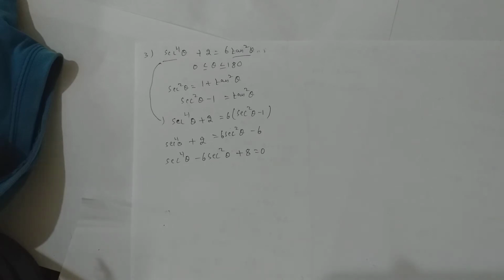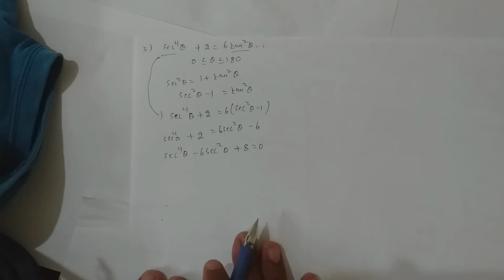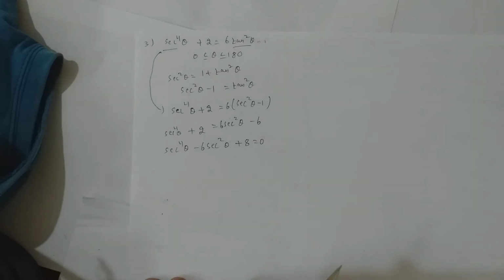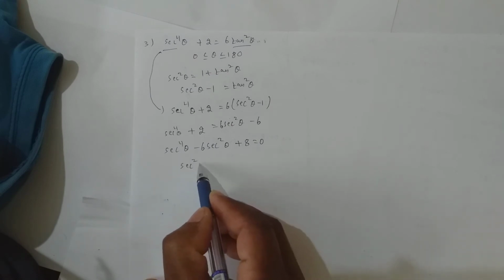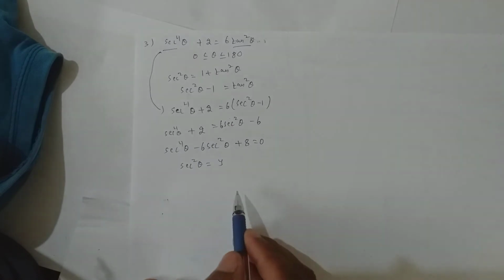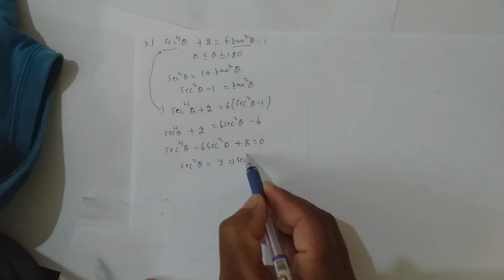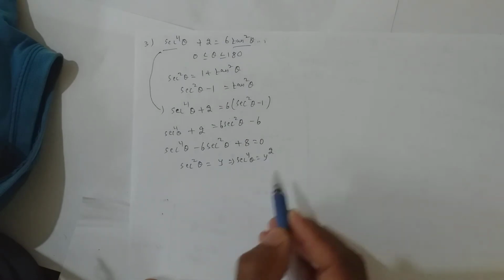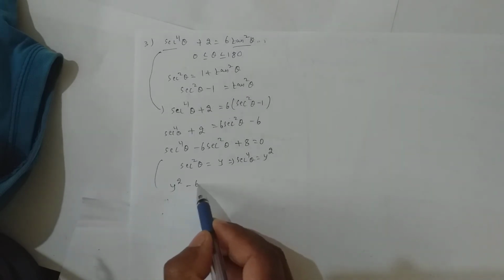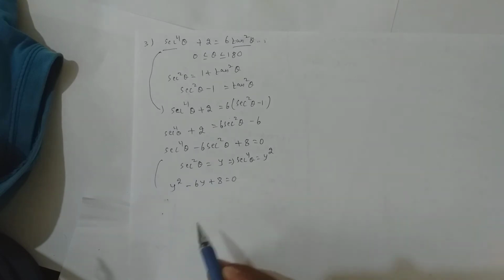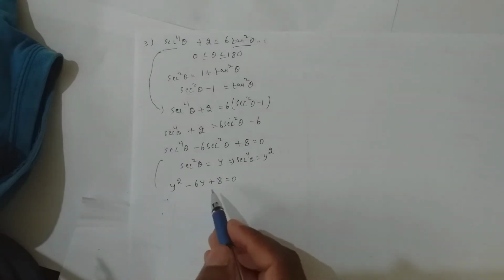How can you change it into quadratic? In AS level we did many substitution methods for quadratic equations. Here also we do the same thing. This time secant square theta should be taken to be y. Then secant power 4 theta will be y square. Am I clear? So this becomes y square minus 6y plus 8 equals 0. Now I changed biquadratic to quadratic by using substitution. Is it clear? Now once it is quadratic, it is easy.